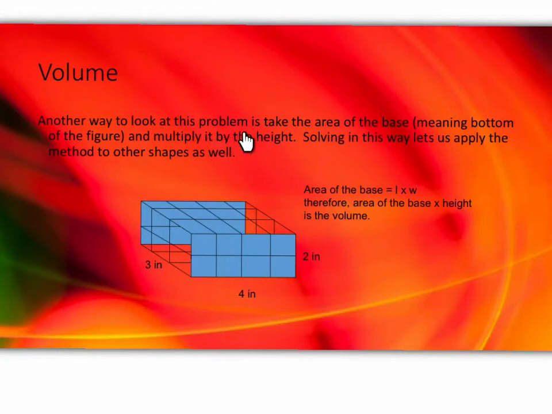Another way to look at this problem is to take the area of the base, meaning the bottom of the figure, so down here, and multiply it by the height, which would be 2. Solving it in this way lets us apply the method to other shapes as well. So the area of the base is length times width, therefore the area of the base times height is the volume.